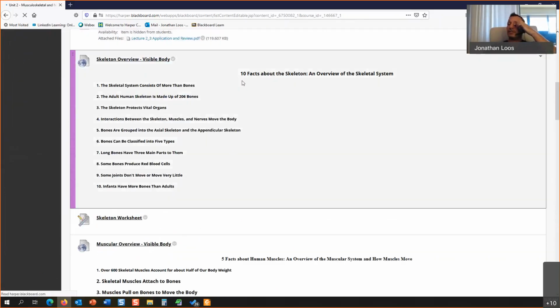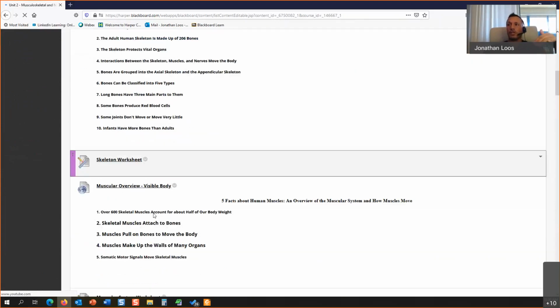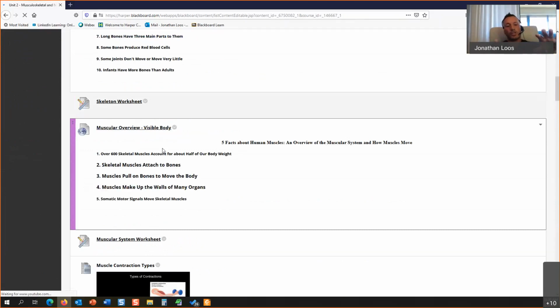It's going to be these basic facts, and you're going to have the skeleton worksheet and then the muscle worksheet. The skeleton worksheet and muscle worksheet are a little misleading. It's just to get you familiar with what the femur is and what the scapula is, because we're going to be using those terms.